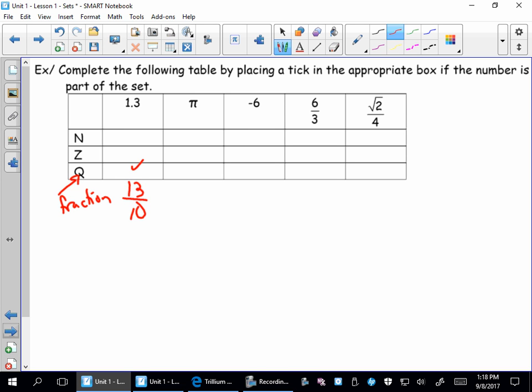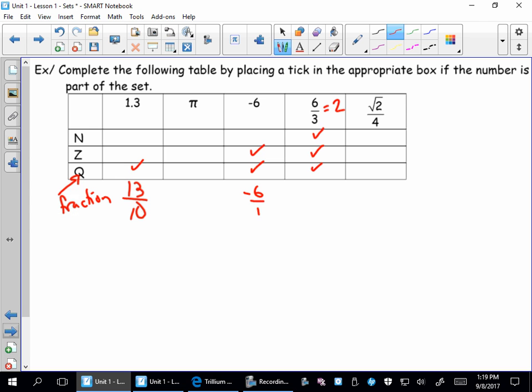So it's a fraction. Pi. Can I count on my fingers? No. Integer? No. Can I write it as a fraction? No. So no ticks. -6. Is it something on my fingers? No, but it definitely is an integer. I can definitely write it as a fraction, -6 over 1. Give you a hint here: once you make a check mark, the rest of the things below it should have check marks because they're subsets. 6 over 3, a better way of saying that might be the number 2. I can count that on my fingers, so it gets a check mark. Because I put one check mark in, I should have 2, 3.